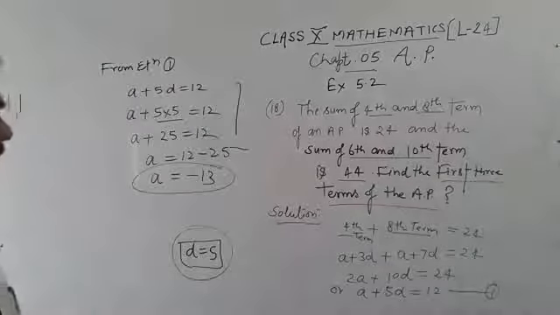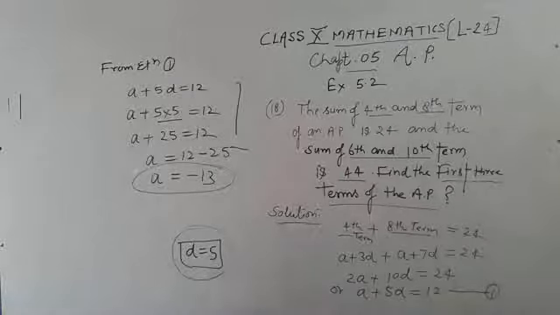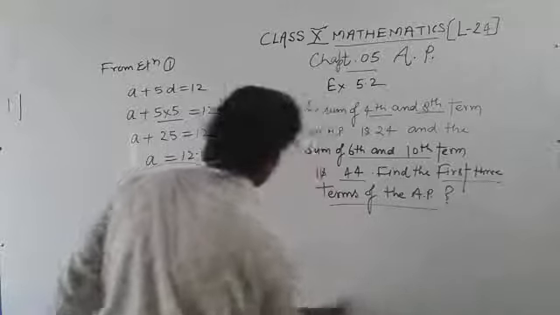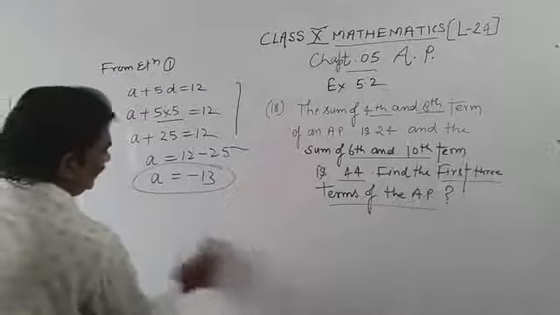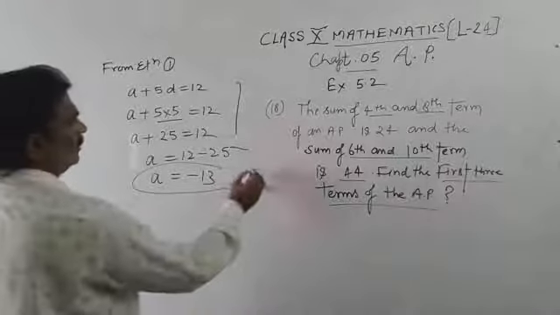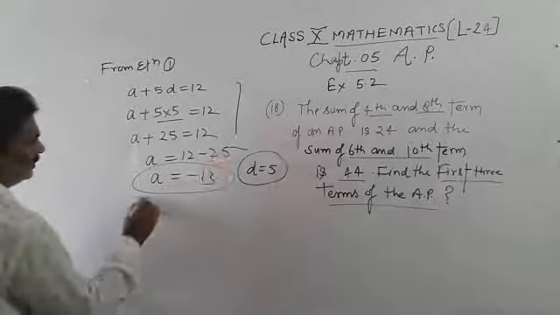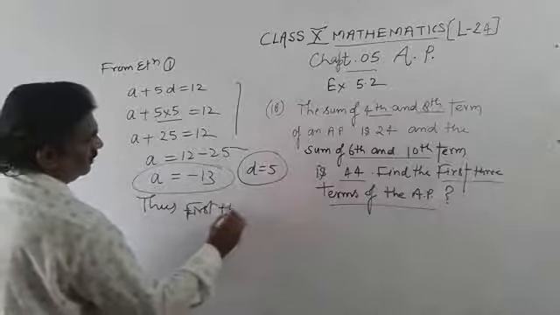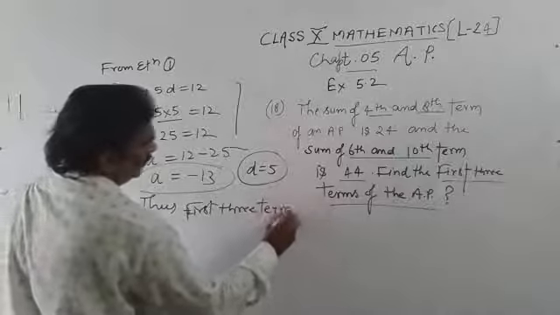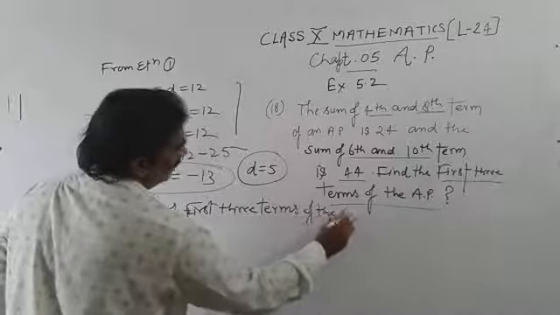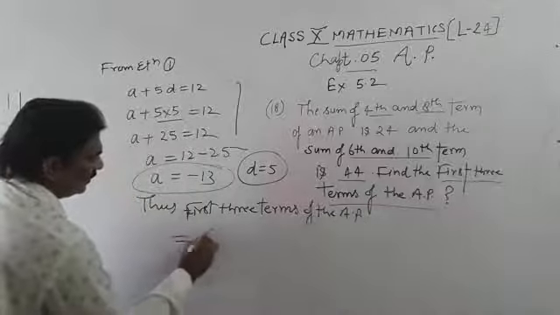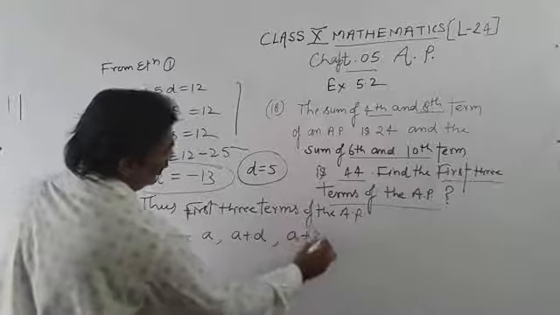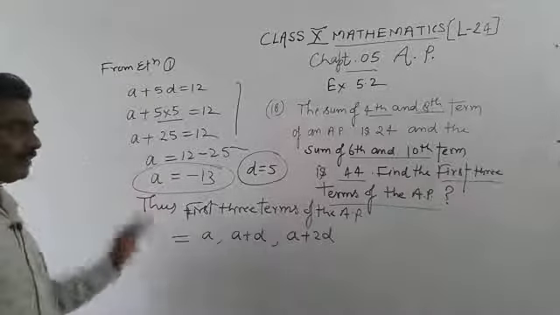So write down, students. Here d is 5. Thus the first 3 terms of the AP, you can write a, a plus d, a plus 2d. These are the first 3 terms.